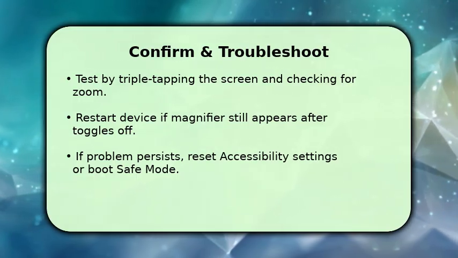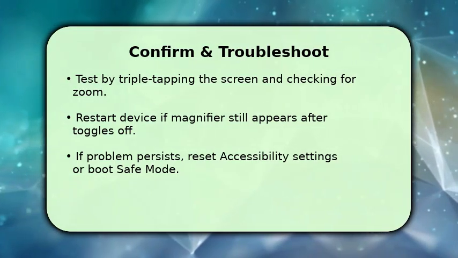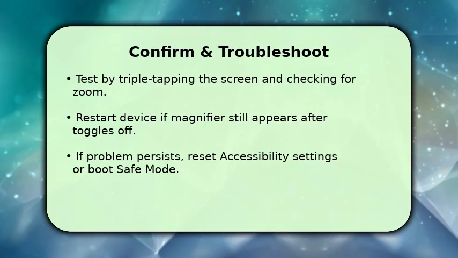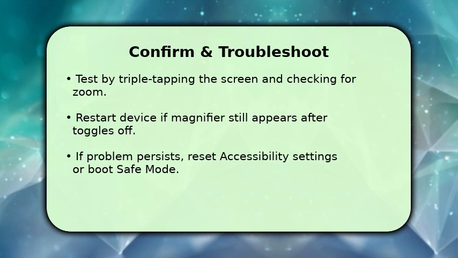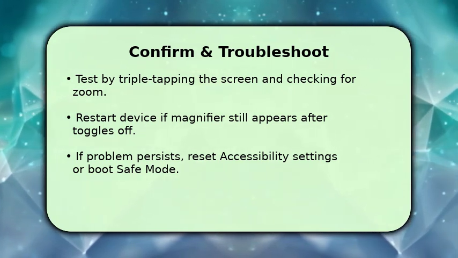As one key troubleshooting tip, reset accessibility settings: Settings, right arrow, Accessibility, right arrow, Advanced settings, right arrow, Reset, or boot into safe mode to rule out third-party apps. Make sure you save any custom accessibility presets before resetting so you can restore preferences afterward.